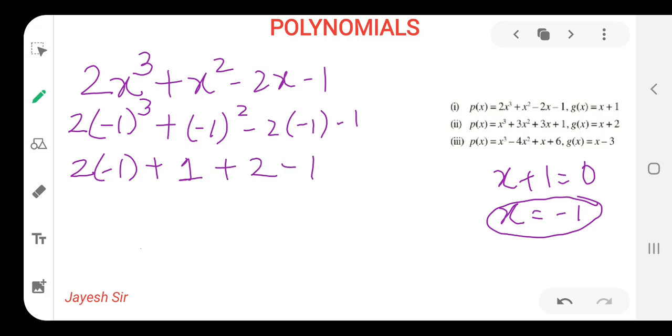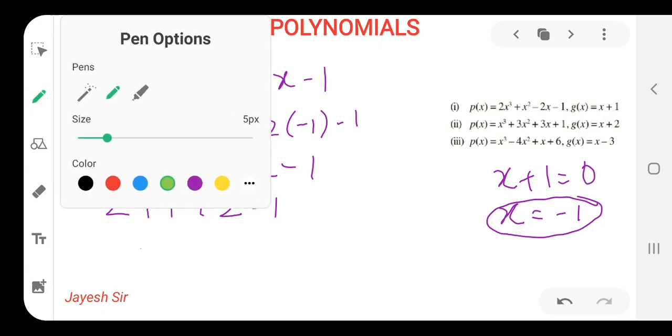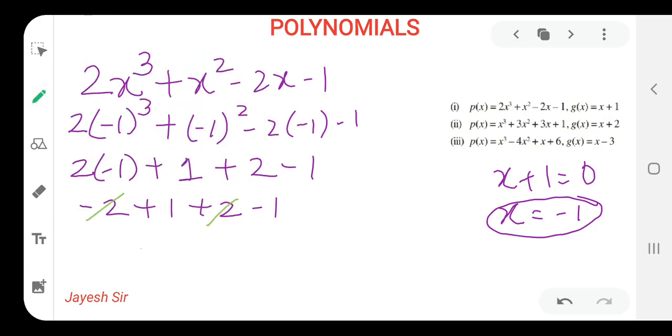Now 2 into minus 1 results in minus 2, plus 1 as it is, plus 2 as it is, and minus 1 as it is. Now we just have to cancel. So minus 2 and plus 2 get cancelled, and plus 1 and minus 1 also get cancelled. So our answer is 0. I hope you all are getting it, friends, and that it's very easy. If you understood, try to pause the video and solve on your own.